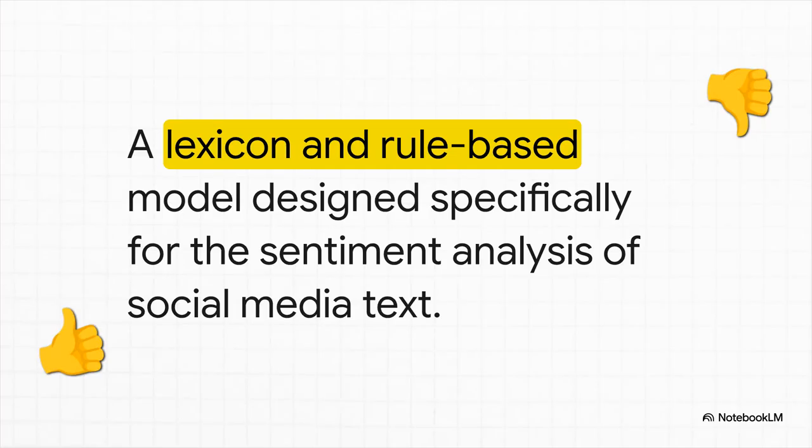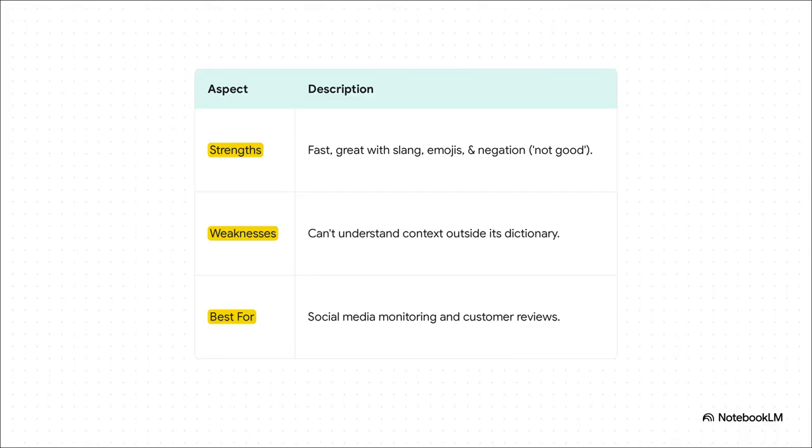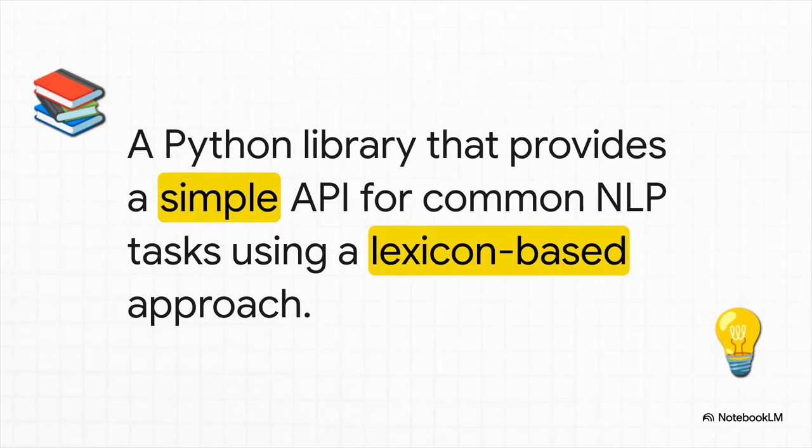So our first model is called VADER, and it was built for a very specific purpose, to understand the messy, chaotic language of social media, with all the slang, emojis, and people shouting in all caps. The thing that makes VADER so great is its speed. It literally just checks words against its internal dictionary, where every word already has a score for how positive or negative it is. It's even smart enough to understand that not good is a bad thing. But here's the catch. If a word isn't in its little dictionary, VADER has no clue what to do. It's totally lost.